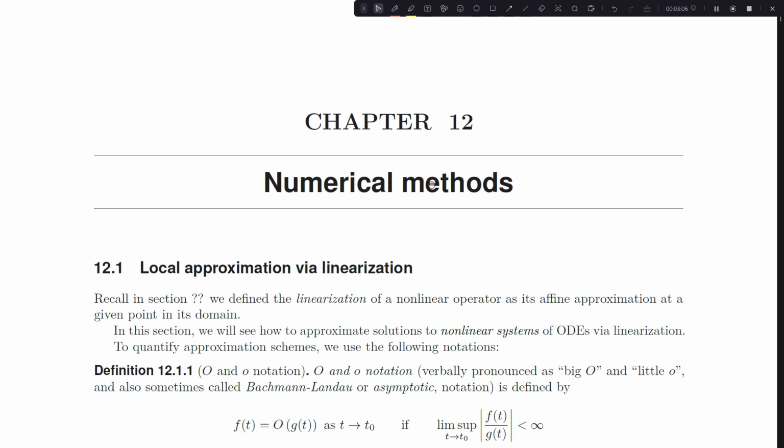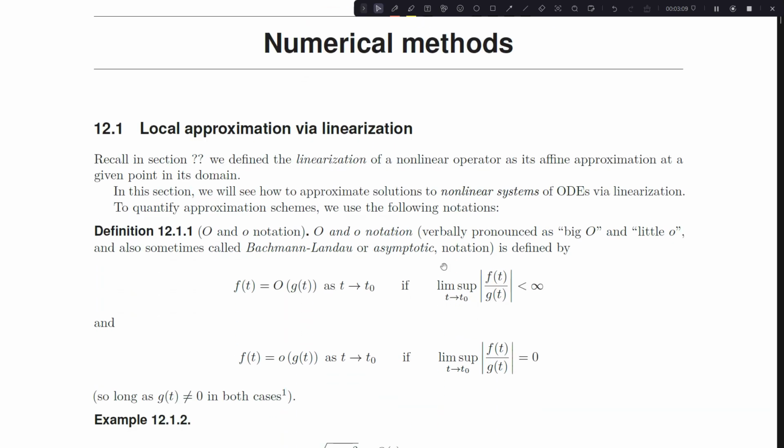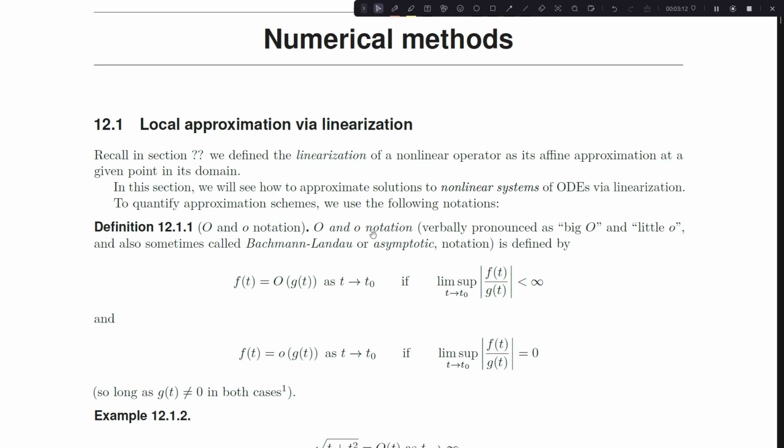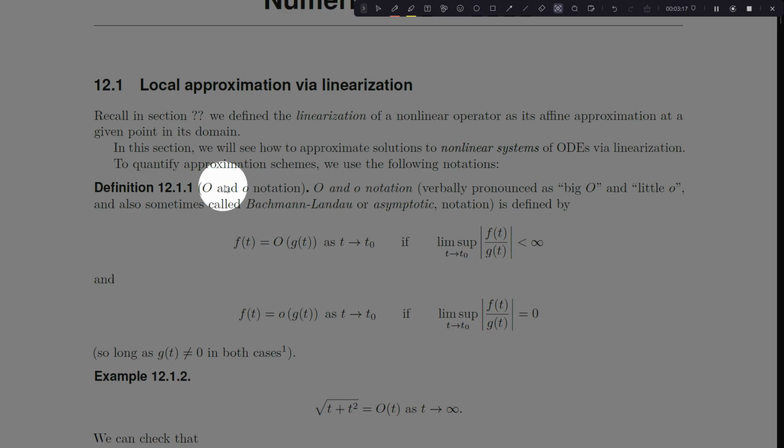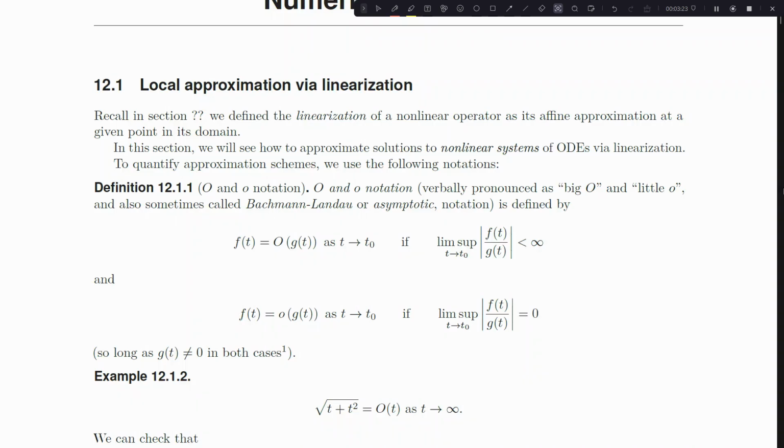And really, to get into numerical methods at all, I'm toying with putting this first section as like a section 0 here. We have to talk about these notations. These notations are called big O and little o notation. Some people will call this Bachmann-Landau or asymptotic notation. I almost never hear either of those two. I'll hear order notation as well. But often you'll hear big O or little o.